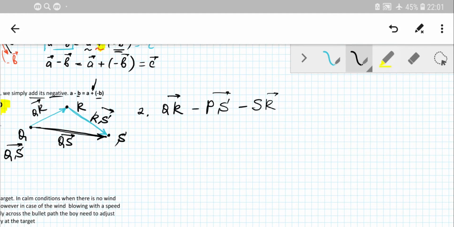First of all, I put random points. So let's say Q, R, so maybe S here. And let's say the last one is going to be P. All right. So what I'm going to draw, I'm going to draw the first vector, QR. It's here, okay?